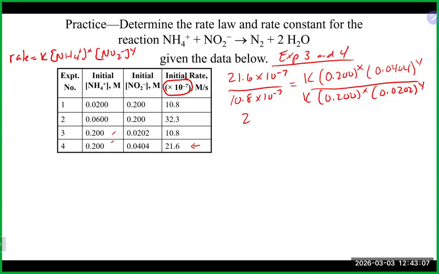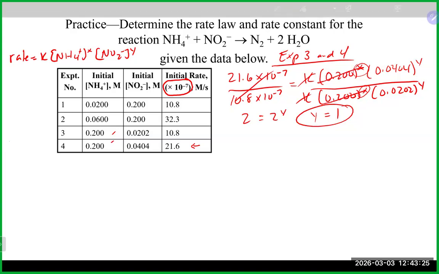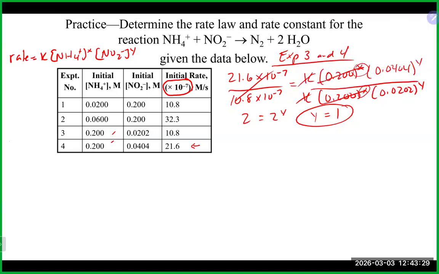All right, so we do a little division there. It's going to get us a 2. This again is going to cancel. Not sure what X is, but will be the same on top and bottom. So they will cancel as well. And that's going to give us a 2 to the Y. So our Y here is going to equal 1 in this particular case.